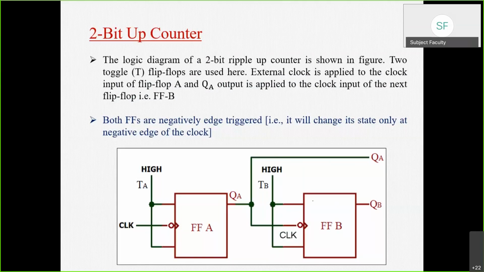That means how many maximum counts can it count? 2 raised to power n. Here n is nothing but 2. So 2 raised to power 2 will be 4. So the maximum count will be 4 in case of this counter. It will start from 0, then 1, 2, 3, and it will reset at the 4th count. So first count will be 0. It will count 0, then 1, then 2, and finally 3. After that, it will again reset to 0.